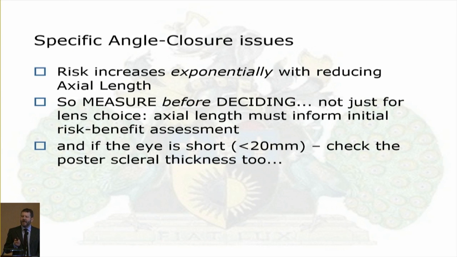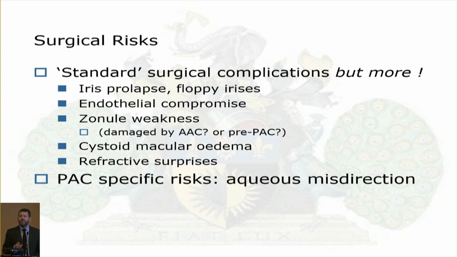The concern that we have to bear in mind with all lens extractions and angle closures, there are specific angle closure concerns and issues around phacoemulsification in angle closure disease because the risk increases exponentially with reducing axial length. So we're making measurements of the axial length before finally deciding on which course of action to go. For the very short eye, we're also measuring the posterior scleral thickness with ultrasound. So we're measuring before we're deciding, because that may well tip our decision to doing an initial iridotomy rather than lens extraction, despite the results of that trial, because for the very, very short eyes, the surgical risks are greater.